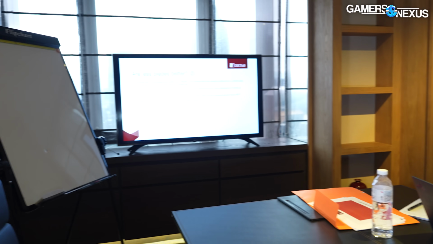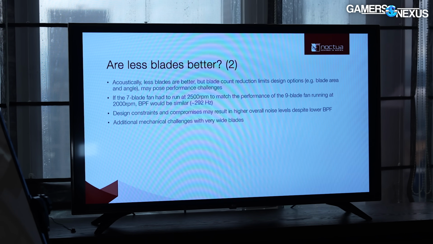Yeah. And like with so many things in fan design, it's always balancing performance versus acoustics. So clearly, acoustically, fewer blades would be better. Zero would be the best.